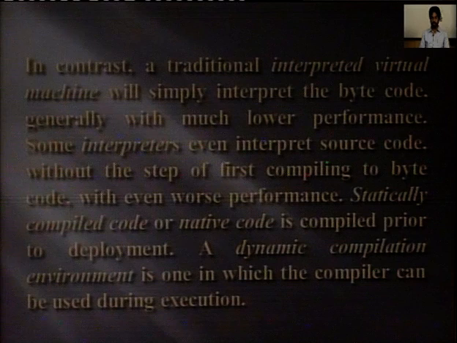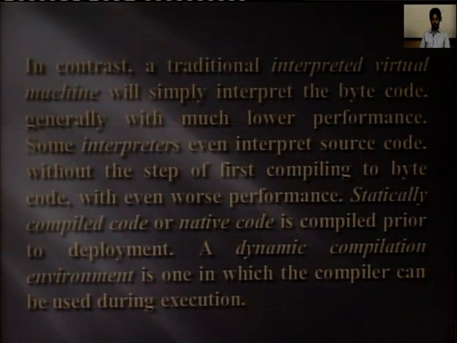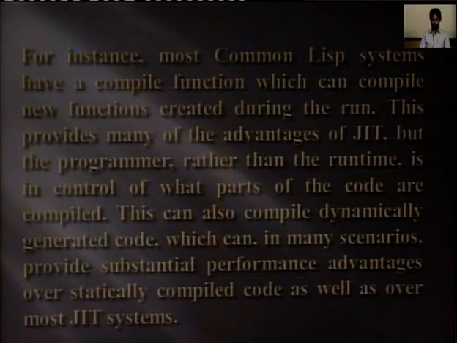Statically compiled code is native code compiled prior to deployment. A dynamic compilation environment is one in which the compiler can be used during execution. For instance, most Common Lisp systems have a compile function which can compile new functions created during the run. This provides many of the advantages of JIT, but the programmer, rather than the runtime, is in control of which parts of the code are compiled. This can also be compiled dynamically. In many cases it provides a substantial performance advantage over statically compiled code, as well as over most JIT systems.